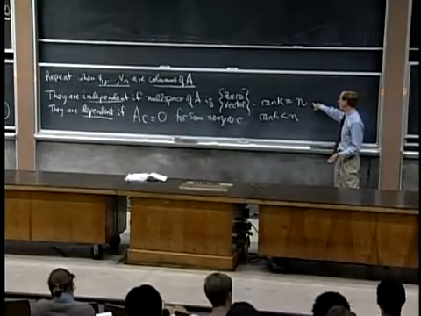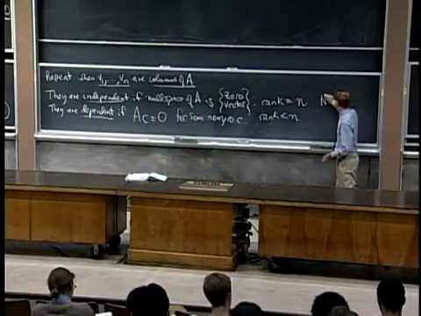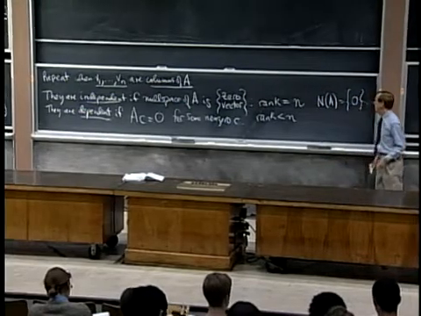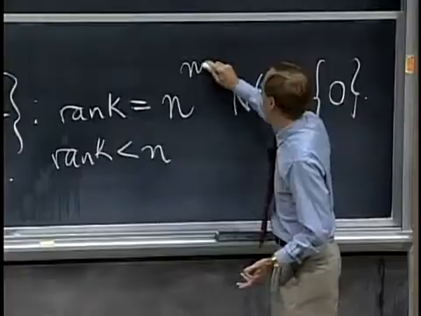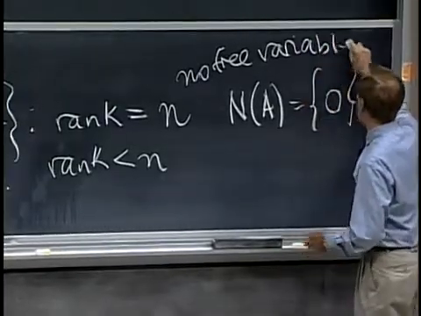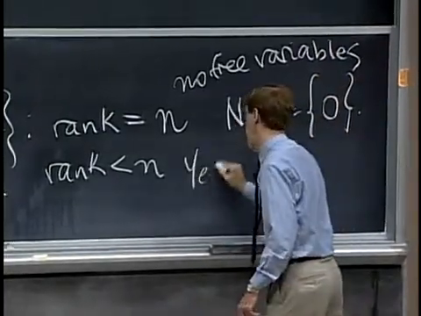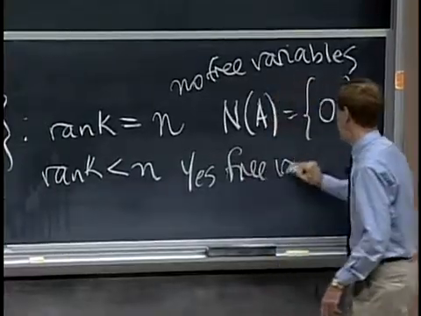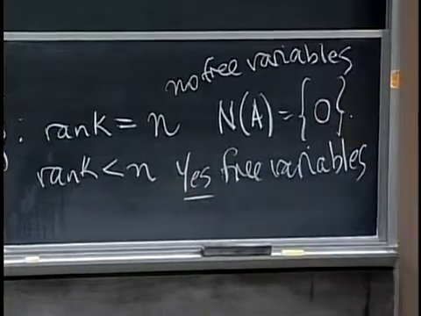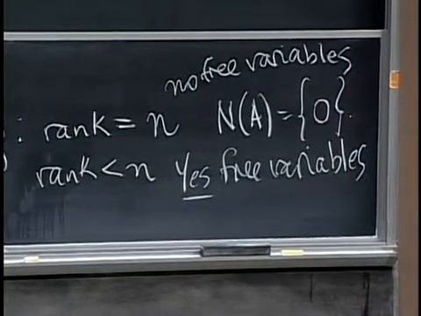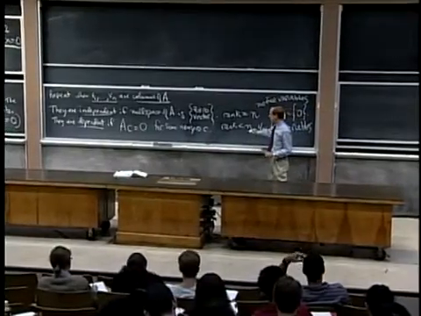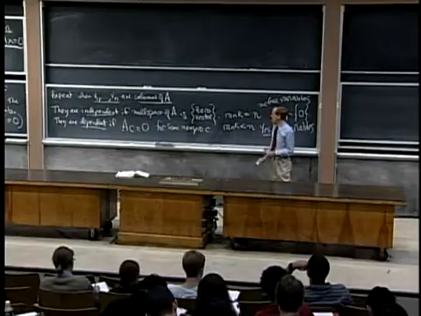So in this case, the rank is n, and the null space of A is only the 0 vector. And no free variables. And this is the case, yes, free variables, if you'll allow me to stretch the English language that far. That's the case where we have a combination that gives the 0 column.